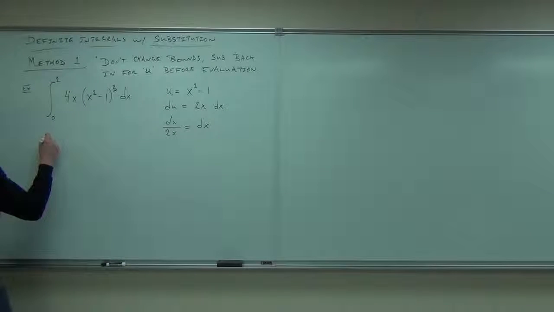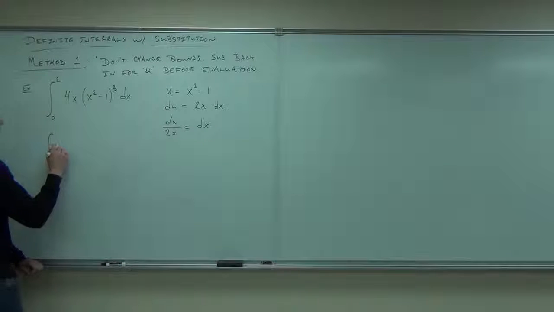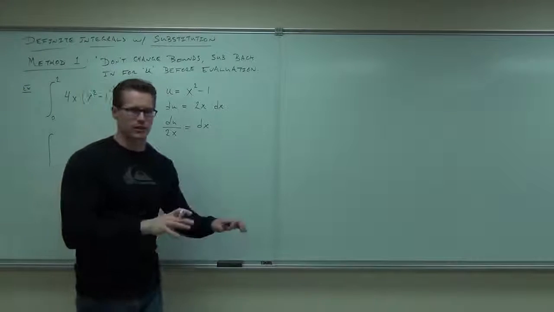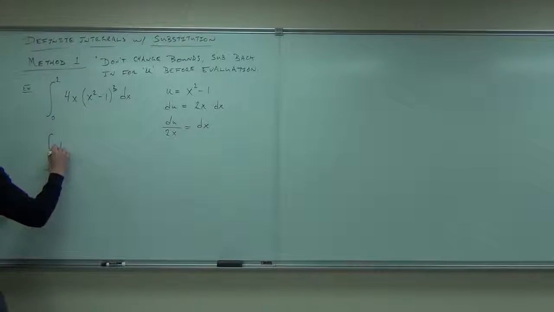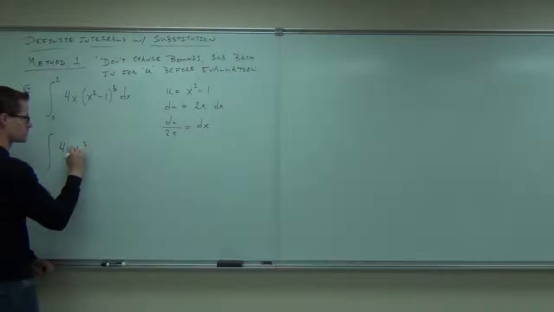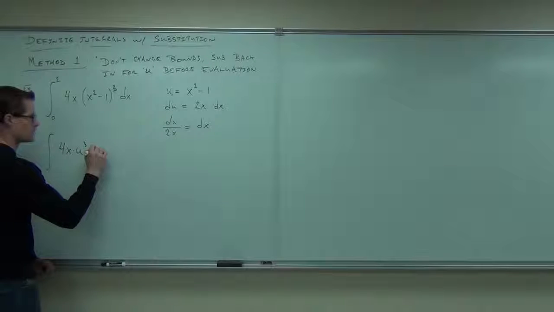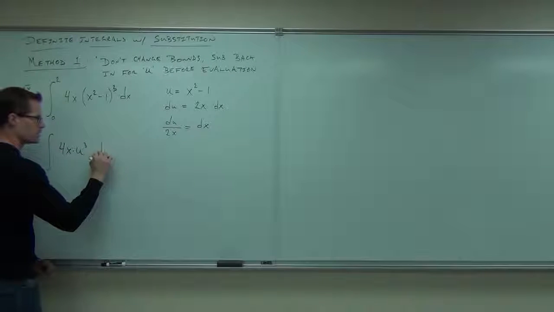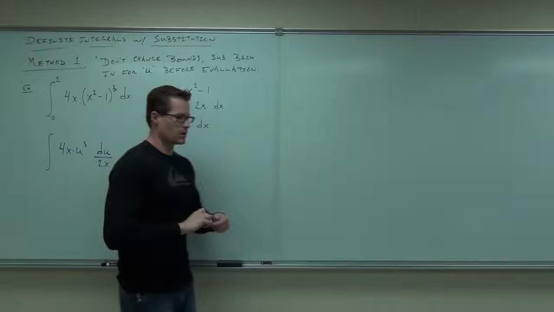So we're going to have, what are we going to have? Why don't you tell me exactly? 4x. Okay, I heard 4x. What'd you say after that? u. Perfect. And then what? And then du over 2x. Excellent. From 2 to 0. So we're going to talk about that in a second.